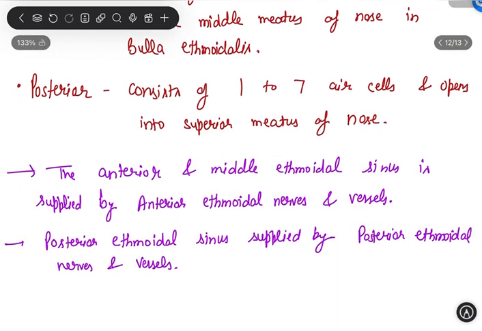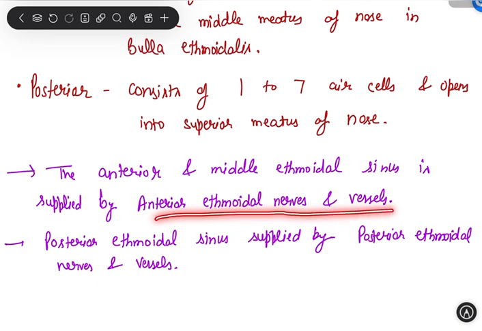The anterior and the middle ethmoidal sinus are supplied by the anterior ethmoidal nerves and vessels, whereas the posterior ethmoidal sinus is supplied by the posterior ethmoidal nerves and vessels.